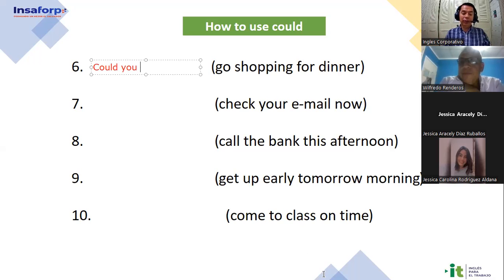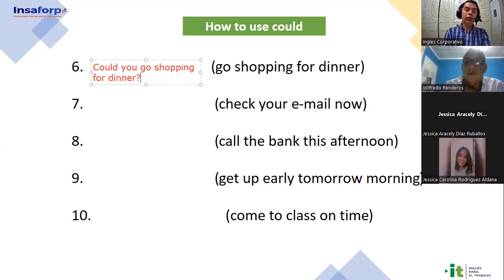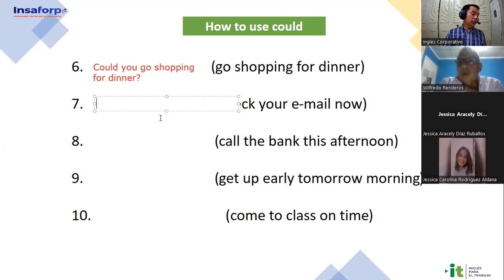Could you go shopping for dinner? Excellent. Go shopping for dinner. Could you go shopping for dinner? Okay. Number seven, right?